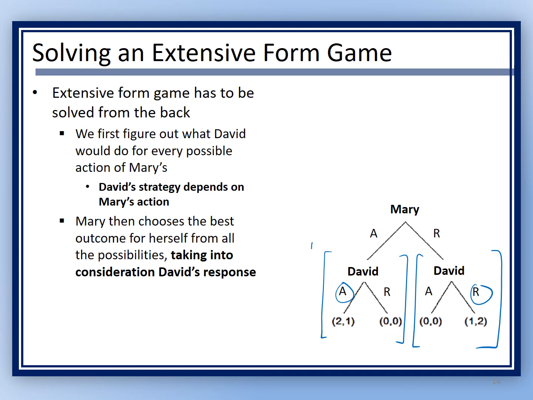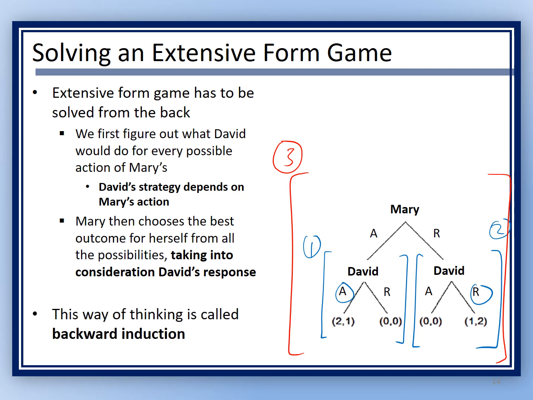We solve what David does, right? Then we go back to try to figure out what Mary would do. Once we figure out what David would do, then we go back to ask what Mary would do, assuming that she understands what David does. This way of thinking is called backward induction. You start from the back. You start from the bottom of the game.